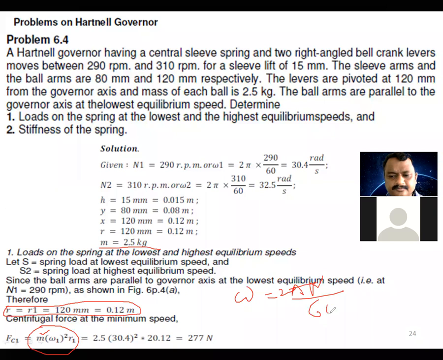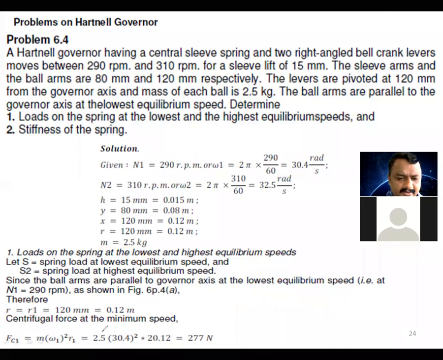We know this. So this 2 pi n1 by 60 is how much? We have calculated here. N1 is 290 RPM. Omega 1 is 2 pi into 290 divided by 60. That is 30.4 radians per second. So I am using it here in my formula as m omega square R1, m is 2.5 kg, omega 1 is 30.4 radians per second, multiplied by the radius of rotation R1. R1 is 0.12 meter. So this is into 0.12 meter.